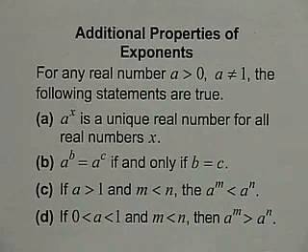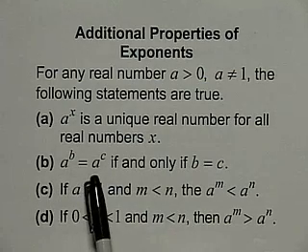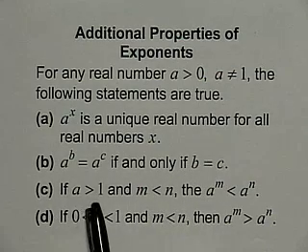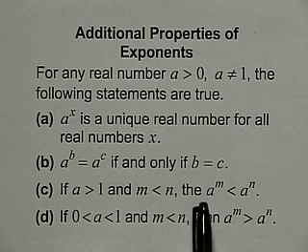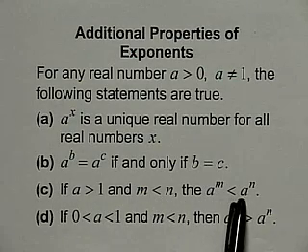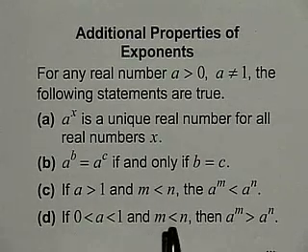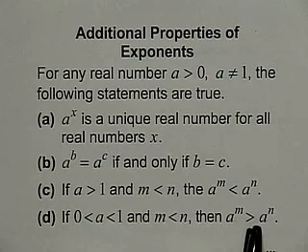Well, that leads us to some additional properties of exponents. Let's look at those. For any real number a greater than 0 and not equal to 1, the following statements are true. A to the x is a unique real number for all real numbers x, which is what I was trying to illustrate. Then we also have a to the b equals a to the c if and only if b equals c. If a is greater than 1 and m is less than n, then a to the m is less than a to the n. If a is a fraction between 0 and 1 and m is less than n, then a to the m is greater than a to the n.